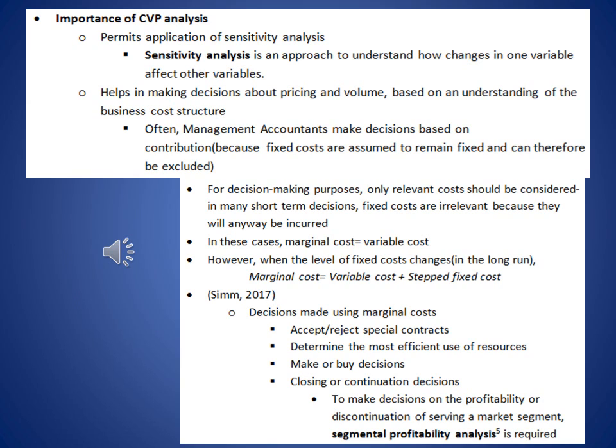And moving on to CIMA 2017's arguments, there are several decisions that are made using marginal cost. For example, whether to accept or reject special contracts, to determine the most efficient use of resources, to decide whether to produce in-house or to outsource, and to decide whether to close or continue a particular department of a business or product. To make this kind of decisions, marginal cost is used.